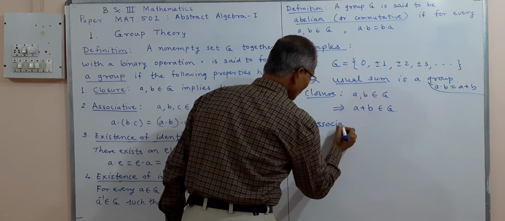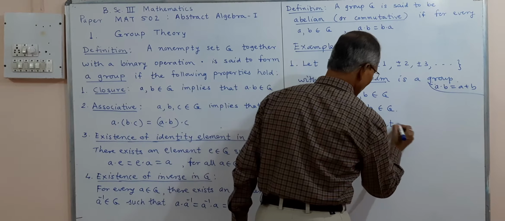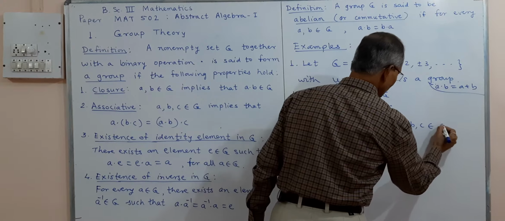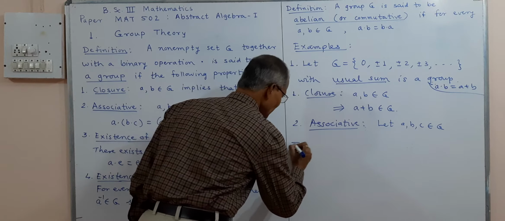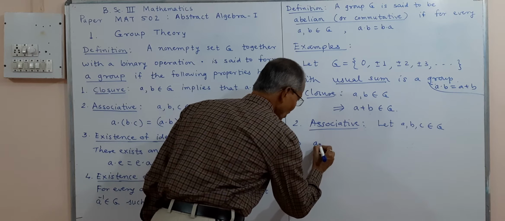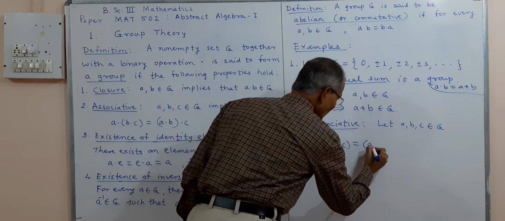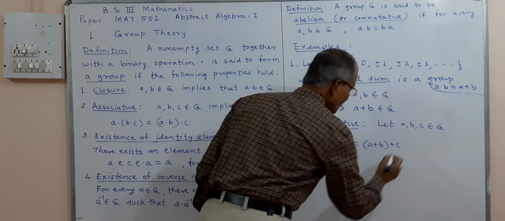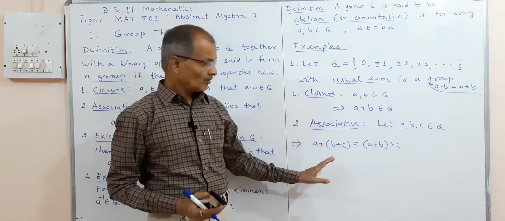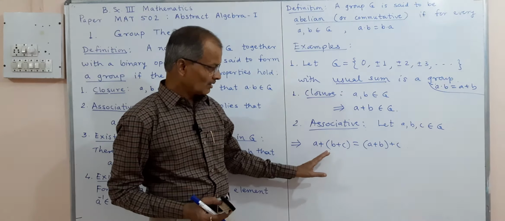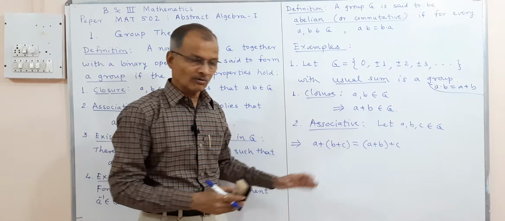Now second is associative. For associative property we require 3 elements. So here let a, b, c belong to G. Then this will imply a plus (b plus c) is equal to (a plus b) plus c. So this holds for usual addition. We know usual addition is associative, and therefore the associative property holds.